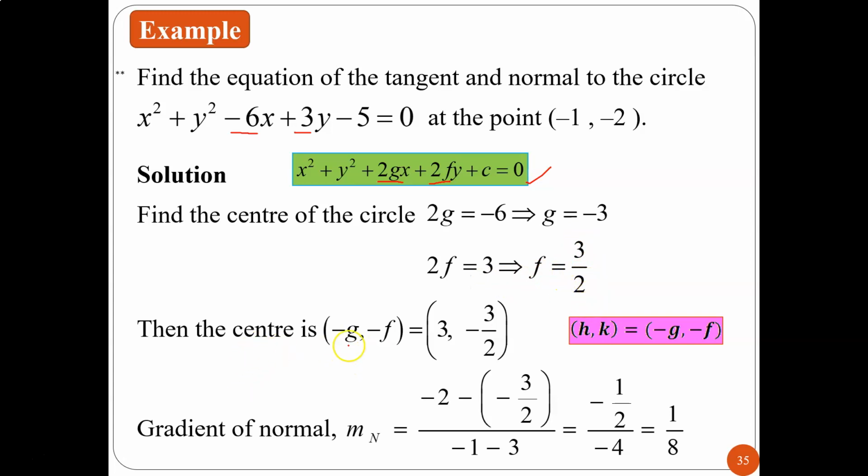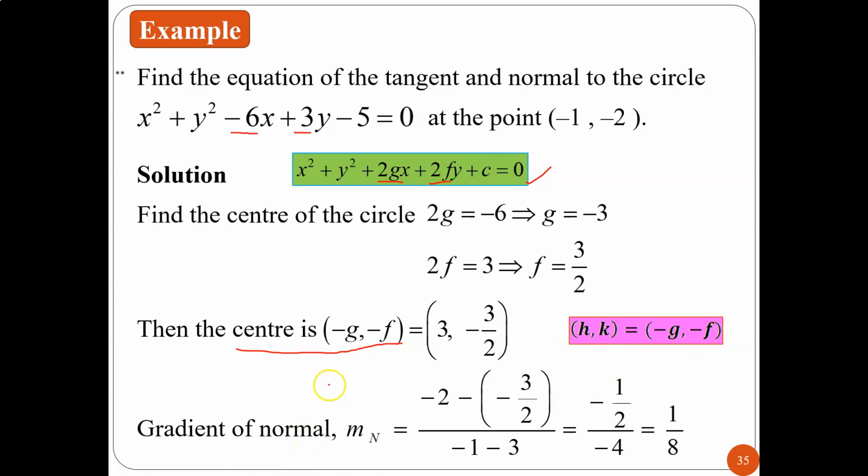Okay, then the center, we have this formula for center, right? Center equal to -G, -F. So you have to put negative over here. Negative, so it becomes positive 3, -3 over 2. This one is in the form of -G and -F. If you want to write it down as H and K, also you can. So it becomes like this. HK is actually equal to -G, -F.